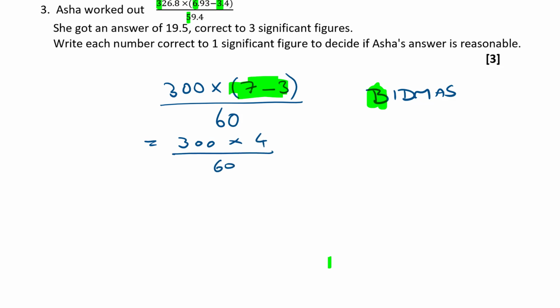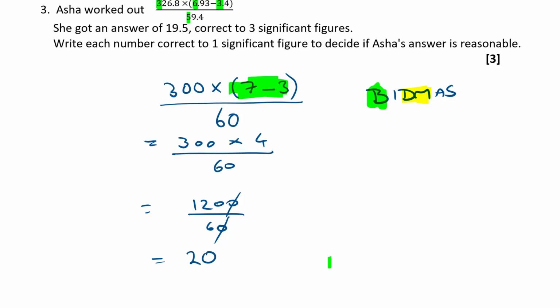Okay, all over 60. We've got no indices, so the next thing together is the division and multiplication. They have the same weighting, so we'll just do those all at once. So what's that? 300 times 400, that's 1200. And then dividing 1200 by 60, and cancel those zeros, 120 divided by 6. So that's going to be 20 then, isn't it?